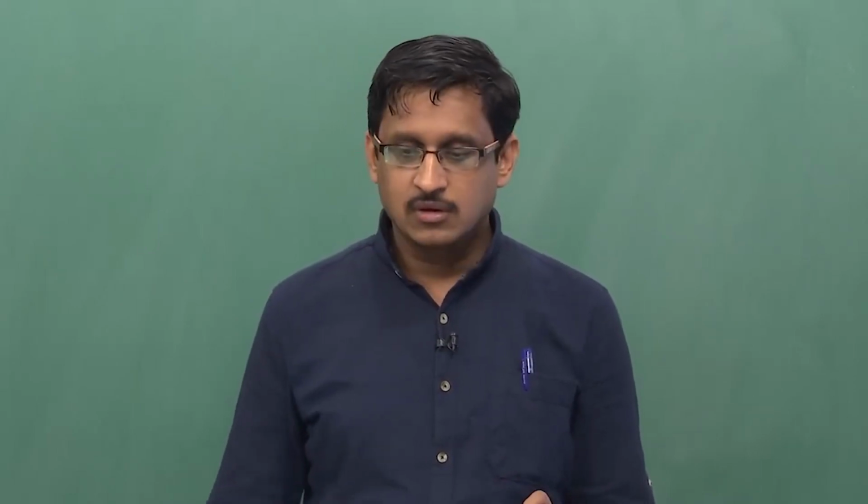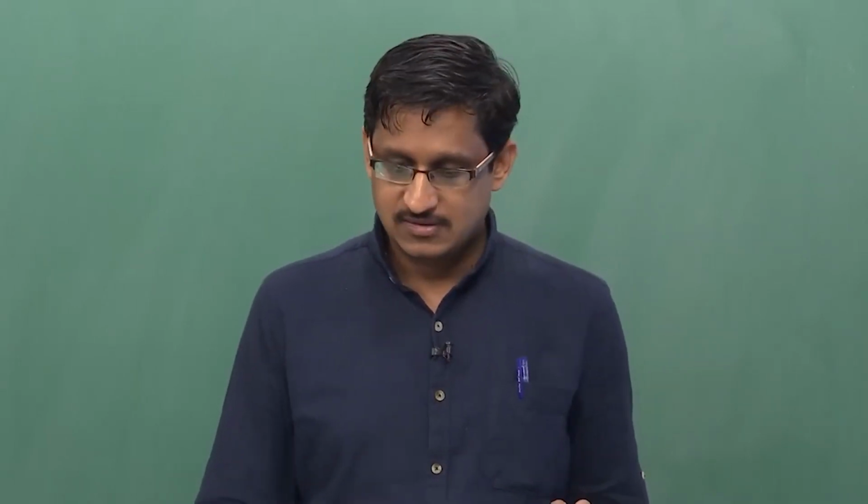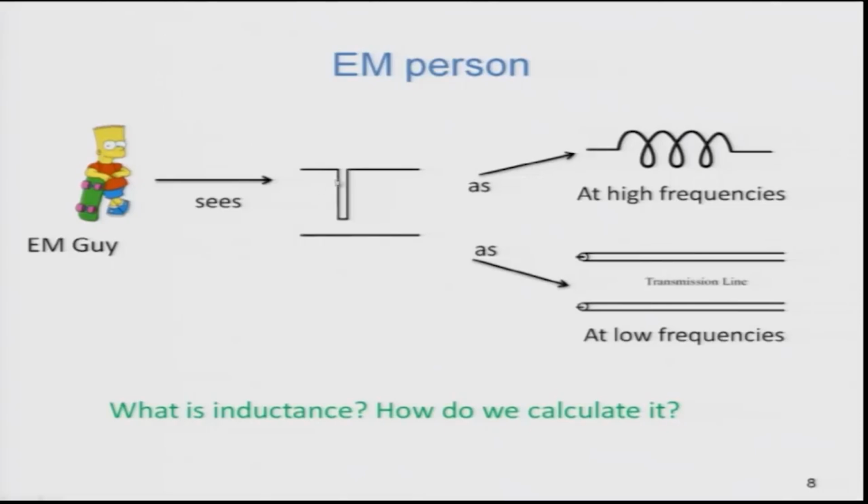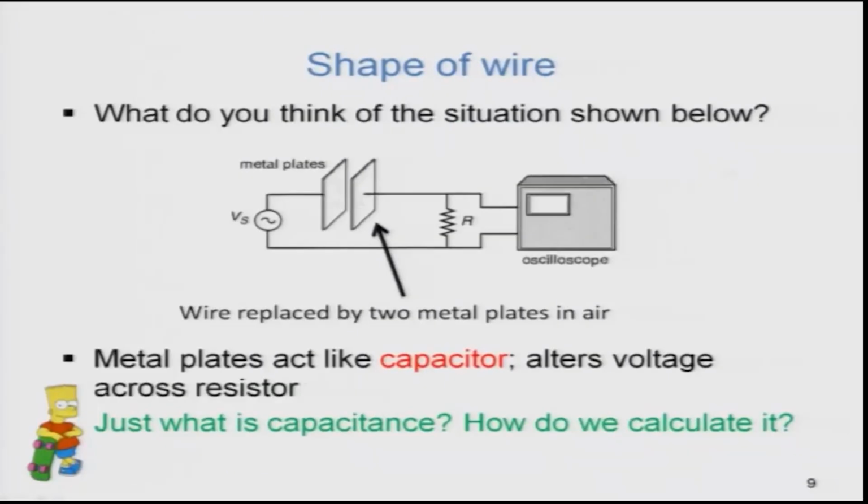What really is happening is that when you see this kind of a wire that is bent, you would see it as an inductor. So, you have to see it as a different element, and you would actually start seeing it as a different element called a transmission line at different frequencies, right. This is at very high frequencies, this is at mid to high frequencies. But then the question is, what is meant by inductance and how do I actually calculate this inductance, right?